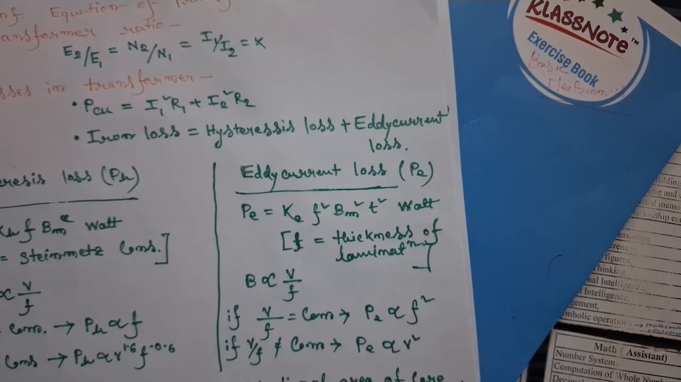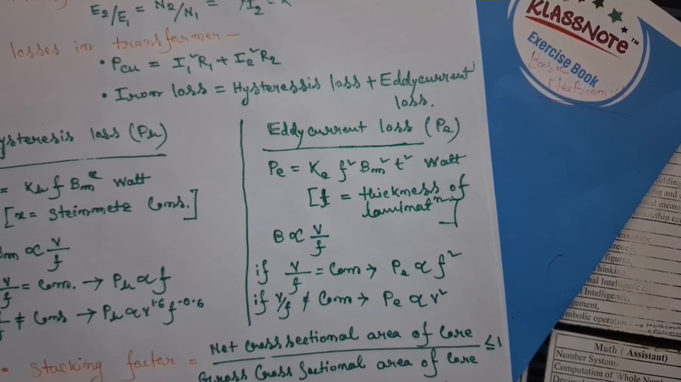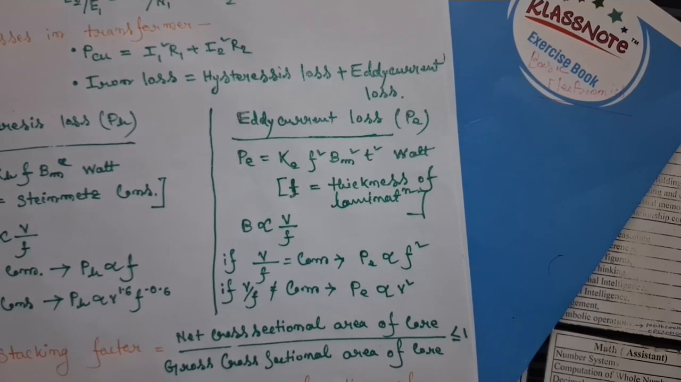Then come to eddy current loss. Eddy current loss is denoted by PE. PE equal to KE into f square into Bm square into t square watt. Here t is the thickness of lamination. B is flux density. B is proportional to V by f. If V by f is constant, then the eddy current loss is proportional to f square, means frequency square. If V by f is not constant, then PE is proportional to V square.